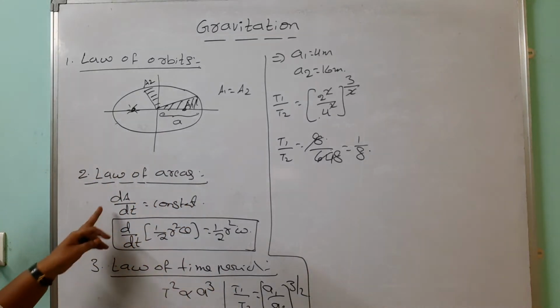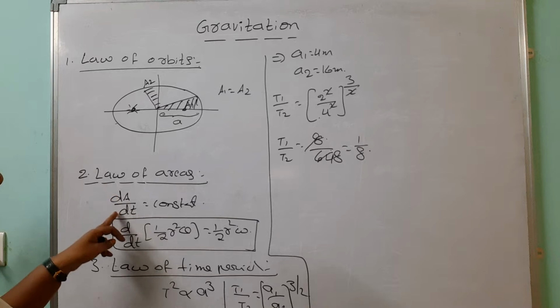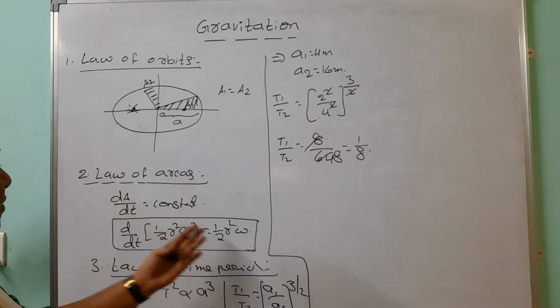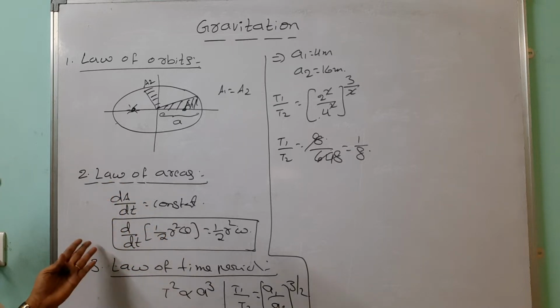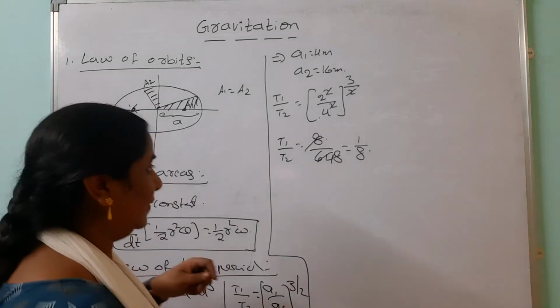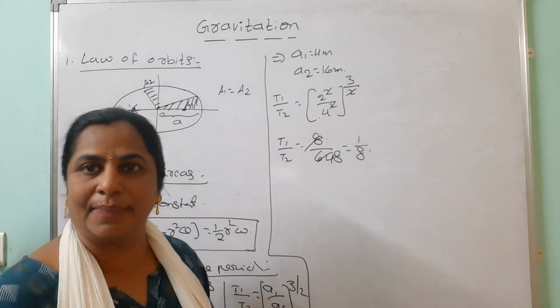Like that, when you know the area, we can find dA by dt. This is also called the aerial velocity. These three belong to Kepler's laws.